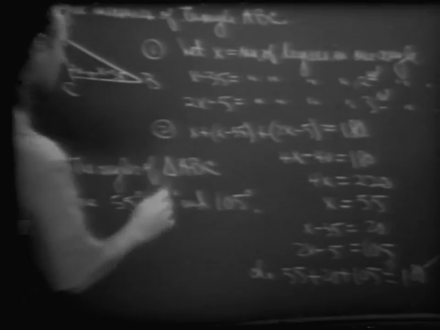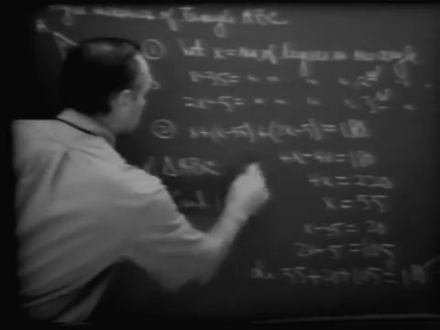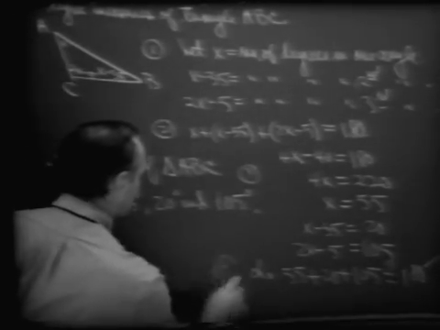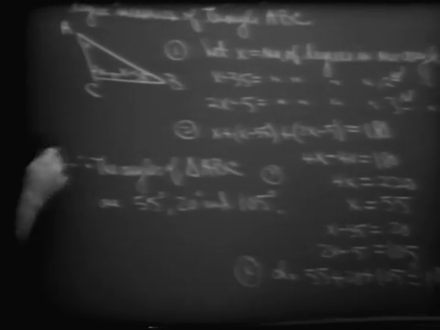Again, here is our first step. Our second step is to write the equation. The third step is to solve the equation. The fourth step is to check it. And the fifth step is to write our English conclusion.